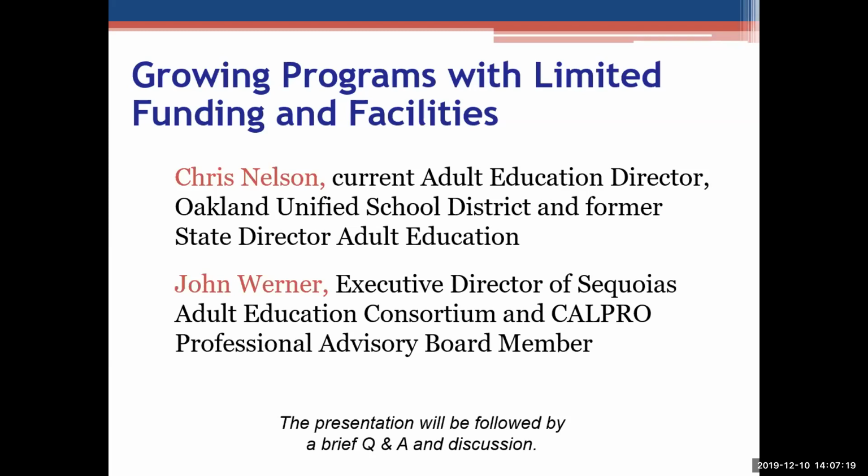Also on the call facilitating the webinar today is John Werner, who's the executive director of Sequoia's Adult Education Consortium. John has many hats that he wears. He's also the president-elect of CAIA and the CCAE Central Section President. John's administrative experience includes assistant principal of curriculum and instruction and also serving as a principal. And in 2015, he was awarded the AXA Administrator of the Year in the Adult Education category award.